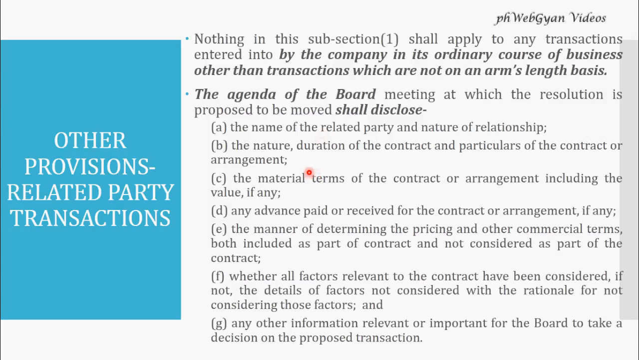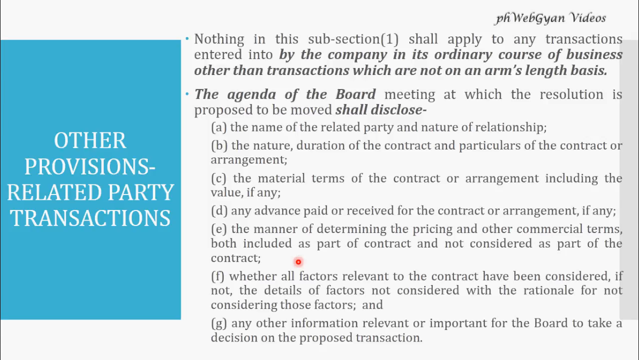Okay. Now, secondly, the nature, duration of the contract and particulars of contract agreement. Thirdly, the material terms of the contract agreement. Then, any advance if it is paid or received for that contract or agreement. Now, another point is the manner of determining the price and other commercial terms, both those included as a part of the contract and those not considered as part of the contract.